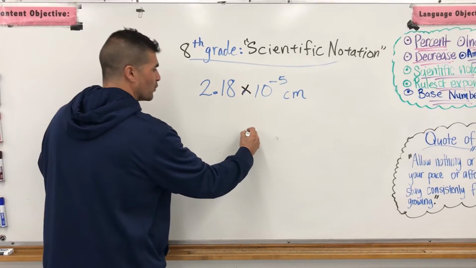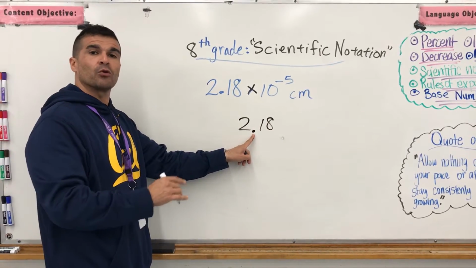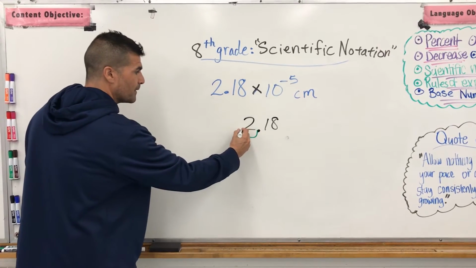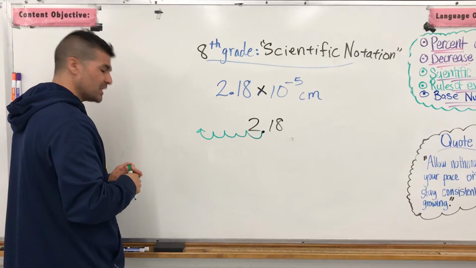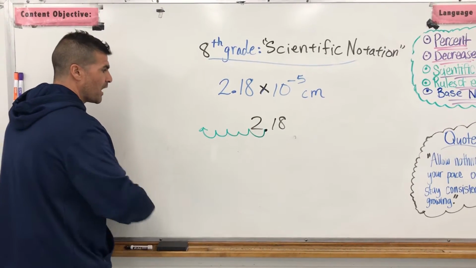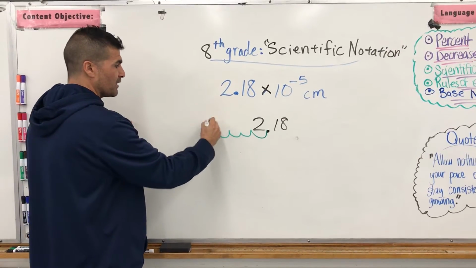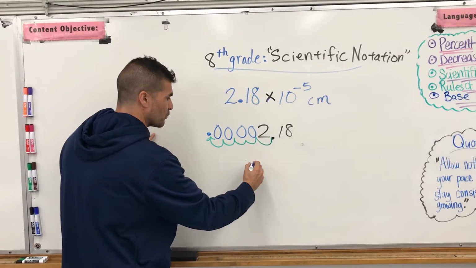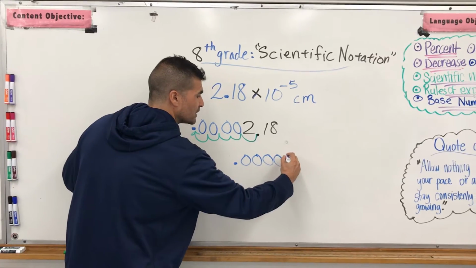Well, hopefully you knew right here what you were going to do is you were going to move this decimal a total of 5 times to the left. So I'm going to just go ahead and move this 1, 2, 3, 4, 5. And this actually is where I'm going to put the new decimal. I'm going to put this decimal right here and I'm going to keep it in blue. And I'm going to go ahead and fill in a 0 here, here, and here.